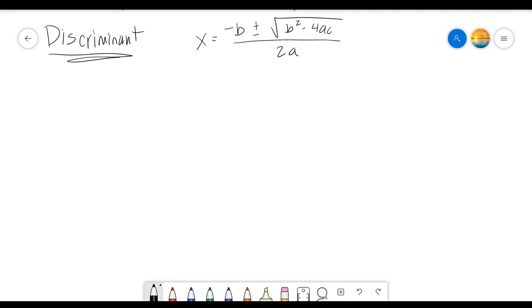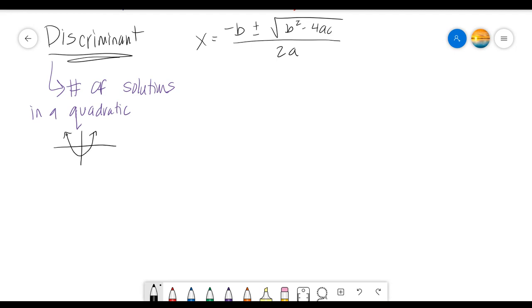Now, the discriminant is neat because it's going to help tell us the number of solutions in a quadratic. So let's think about what that means. The possible solutions we can have: if we have a parabola that goes like this, we would have two roots, or two solutions.